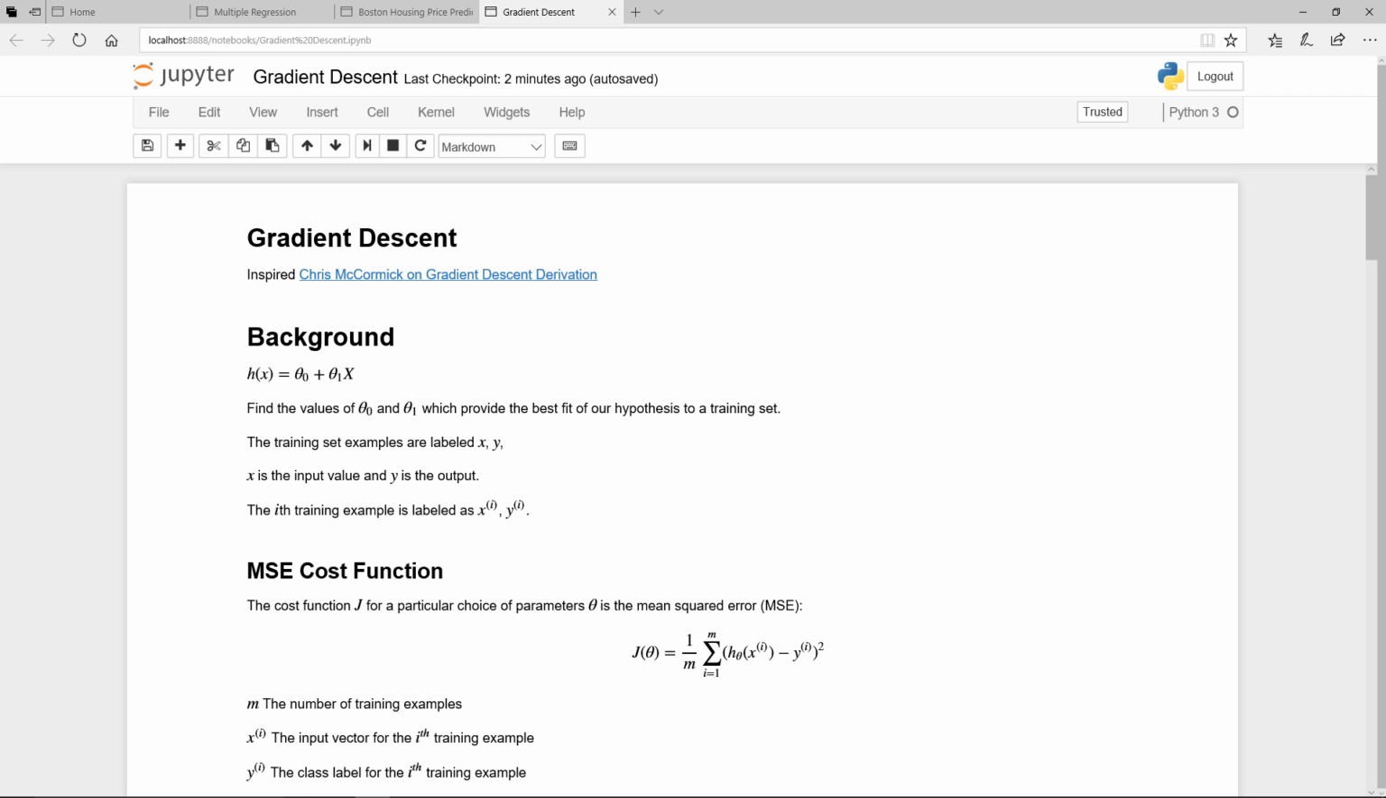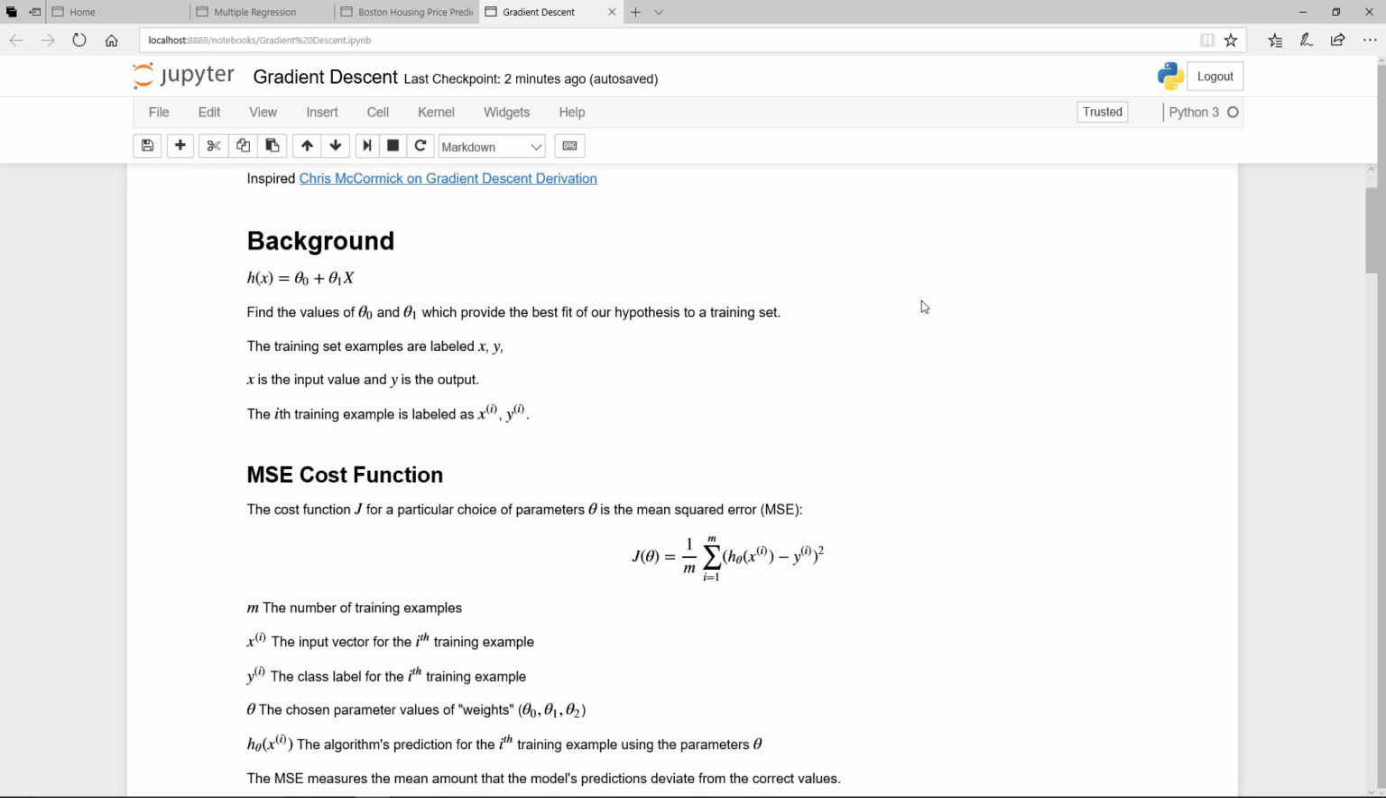There is a variant of this called stochastic gradient descent, but in this lesson, we're just going to cover gradient descent. So I'm just going to walk through this lesson with you. Now, this notebook is inspired by Chris McCormick's lesson on his blog on gradient descent derivation. So just a little bit of background.